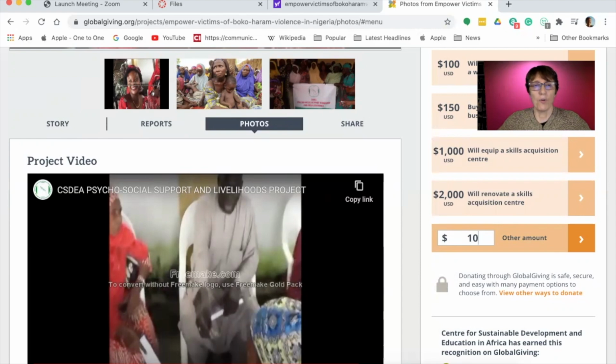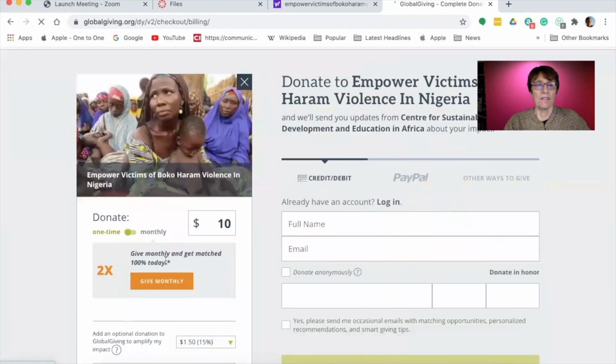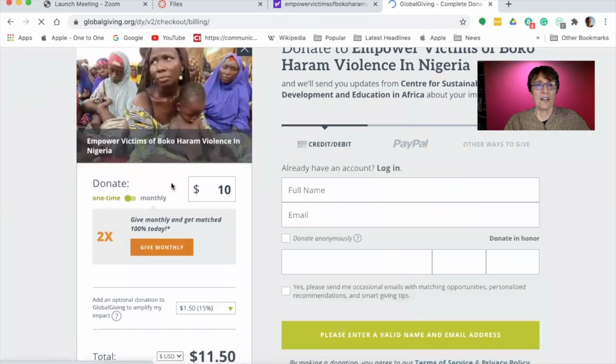So for all the organizations that have people donate at least $10, it has to be at least $10, then that amount of money is going to get matched by this global giving platform, because they're an organization trying to support people's fundraising. So if you give this amount, and it can get like 3 people to give this amount, then that will get matched. Okay, see, it says 2 times.